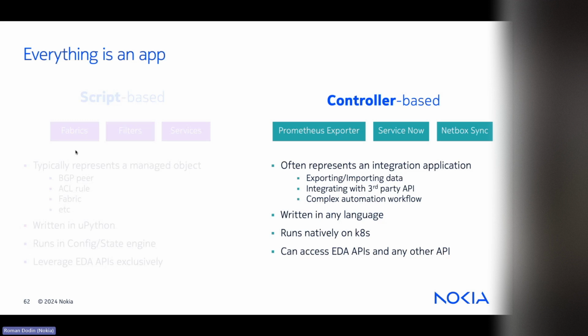And these controller-based apps will require you to work with Kubernetes more directly. They will not run in the state or config engine. They will run in Kubernetes natively. And you will talk to EDA API, but you can also talk outside of EDA. You can talk to Netbox. You can talk to cloud providers. You can talk to your own database that you have in your system and fetch the inventory data, for example, from it. So these kinds of controller-based apps are what we typically use when we need to write some integration app with ServiceNow, PagerDuty, Netbox, Discord for notifications. These are the apps that fall into this category.